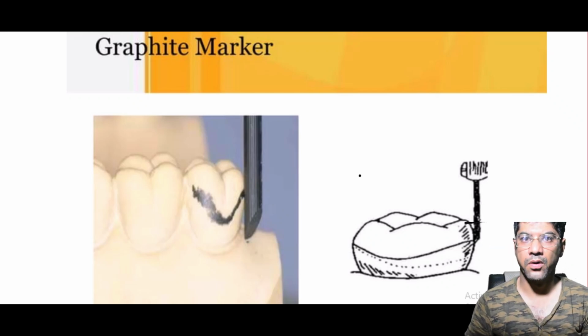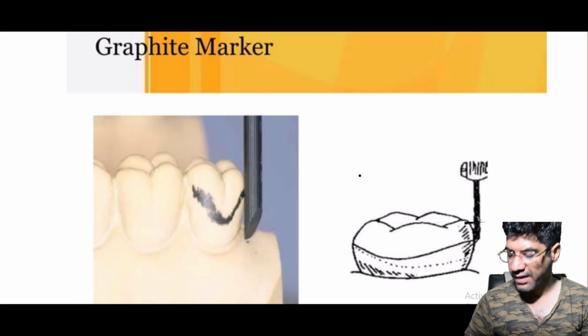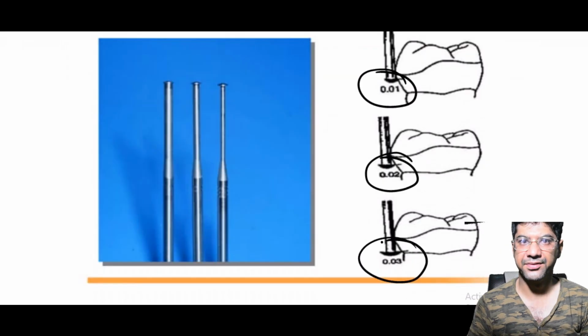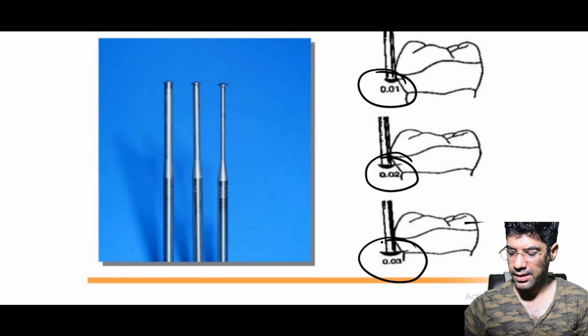Next is the undercut gauge. It is a high precision instrument used to measure the depth and location of the undercuts. They are available in various sizes. Remember these sizes. They help to measure and assess the undercuts on the tooth to ensure proper denture design.